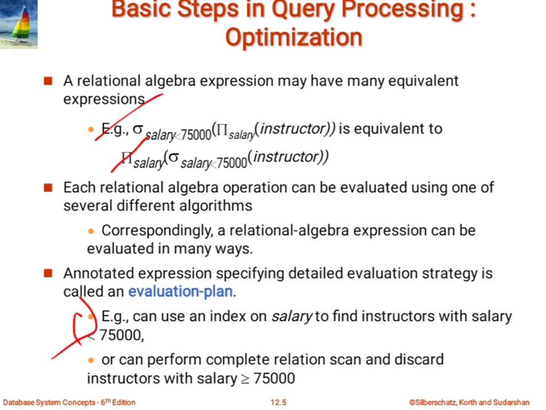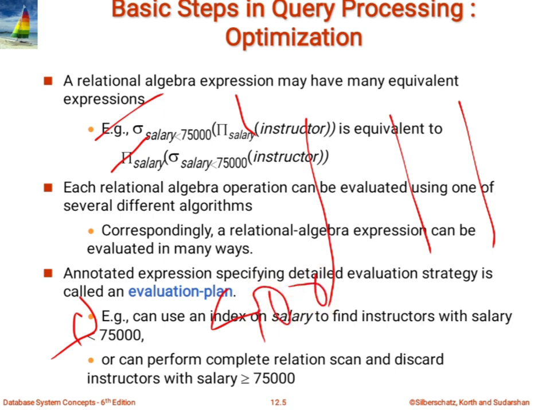Now this is the second one, which is not optimized, right? We can perform a complete relation scan and discard the instructors who have a salary greater than 75,000. That means I need to scan the whole table. Suppose I have this table, right? In this particular table I have the entries from 1 to 400.